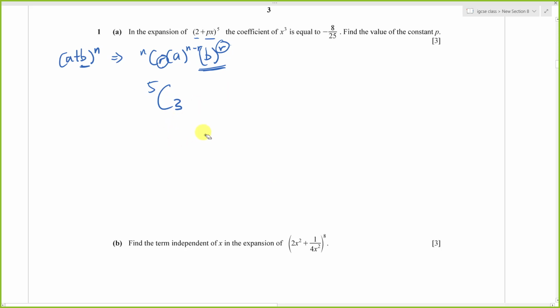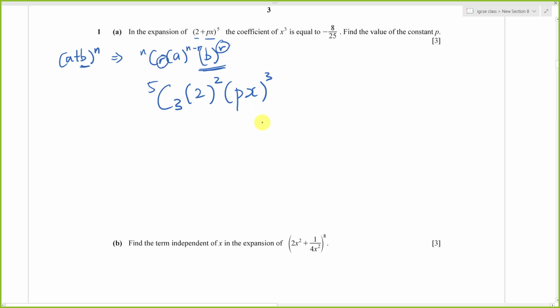Because if you understand this, it's going to save you some time. You don't need to expand term by term. You can straight away go into 5c3. Then a will be the first term, which is 2. The power here will be 5 minus 3, which is 2. And then my b here will be px. The power here will be 3.